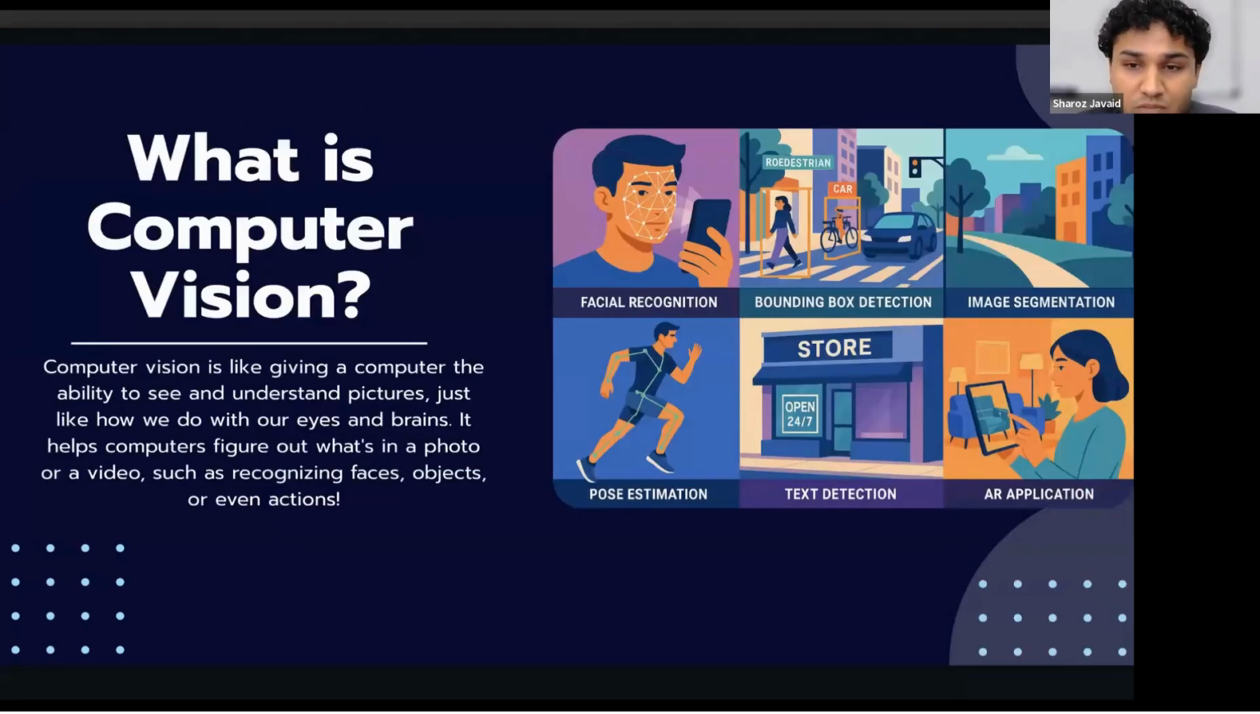So what is computer vision? Computer vision is like giving a computer the ability to see and understand pictures, just like how we do with our eyes and brains. It helps computers figure out what's in a photo or a video, such as recognizing faces, objects, or even actions.